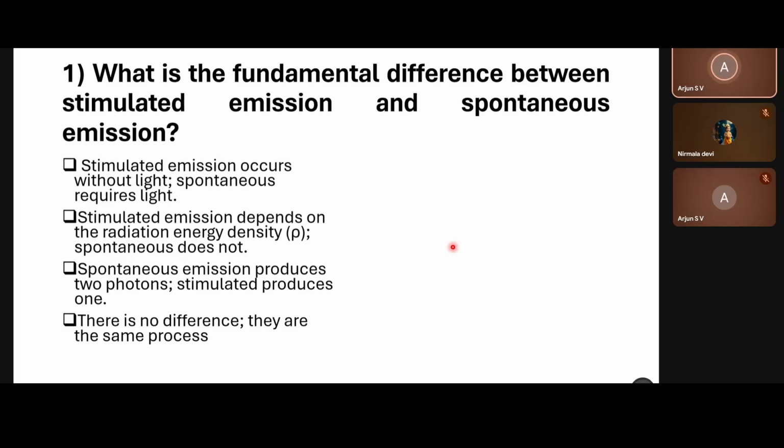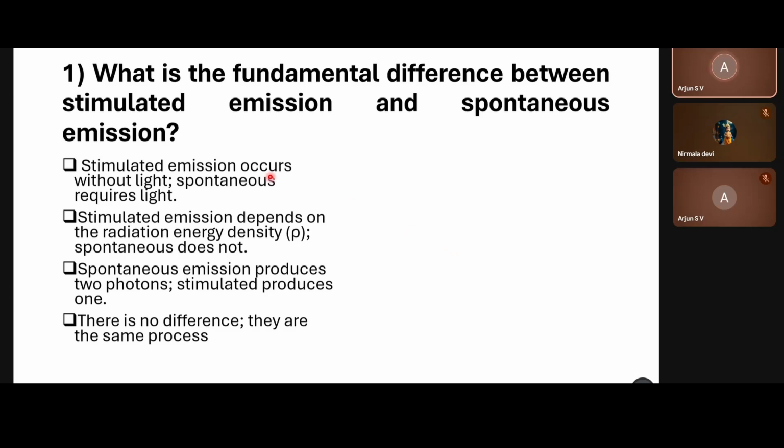So we saw two concepts in the week three lectures. One is stimulated emission and one is spontaneous emission. And we also saw a key difference between stimulated emission and spontaneous emission. So there are four options here.